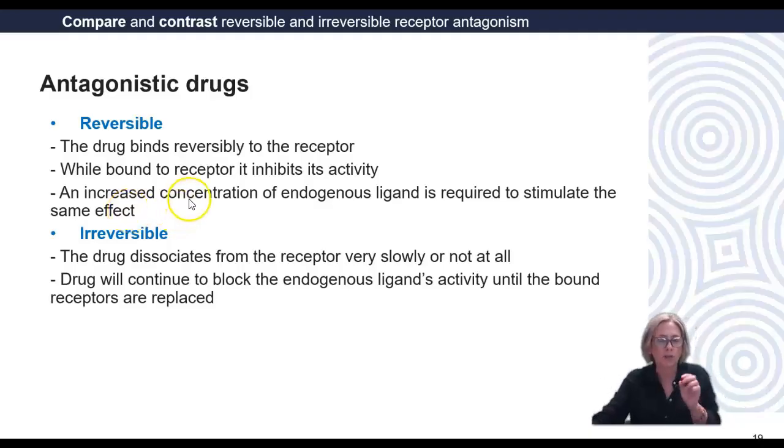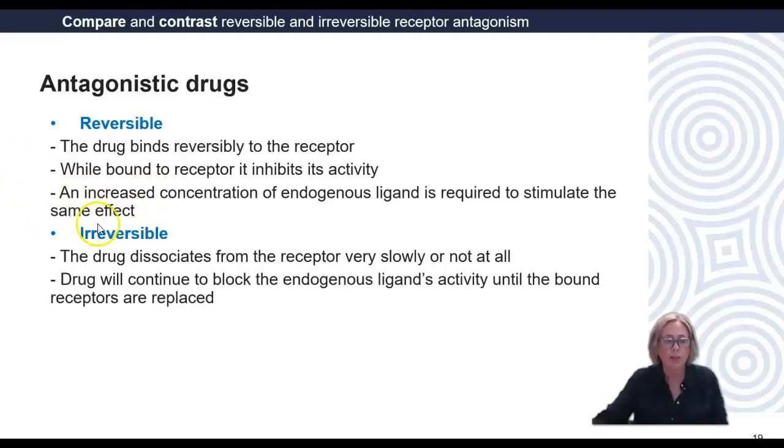Now, again, if you don't get this yet, we will talk about it in a little bit more detail later on. But it's like the antagonistic drug is competing with the endogenous ligand. And while it's bound to the receptor, it inhibits its activity. But because the bonds between the target receptor and the drug molecules are weak, an increased concentration of the endogenous ligand will sort of overcome the effect of the antagonistic drug.